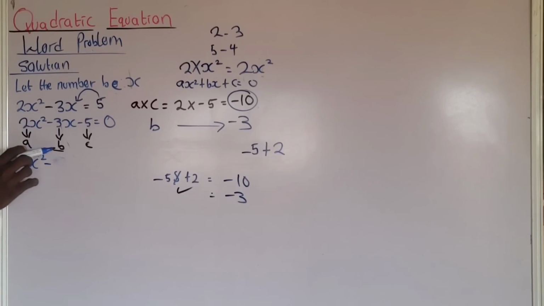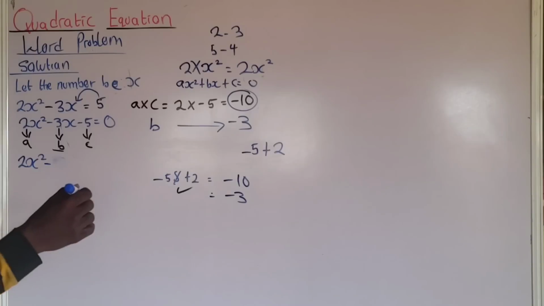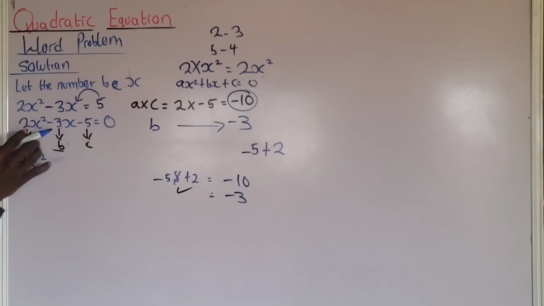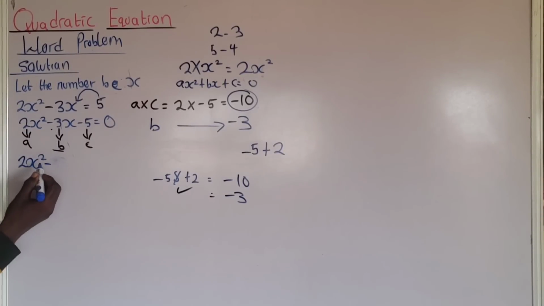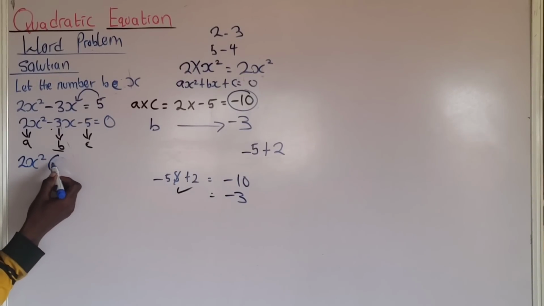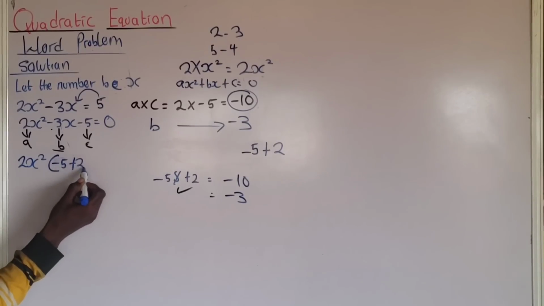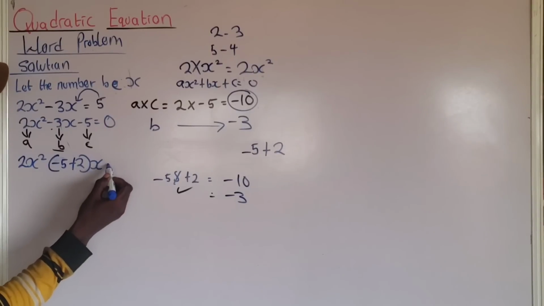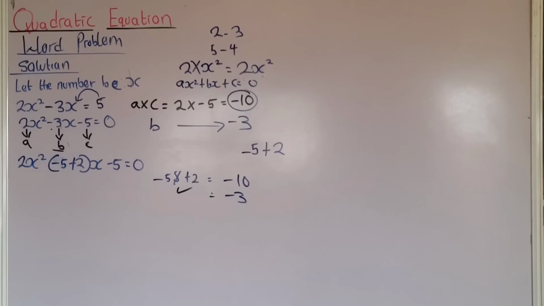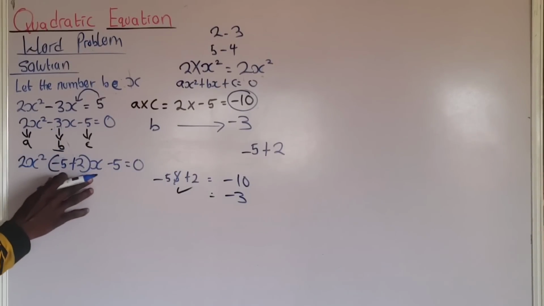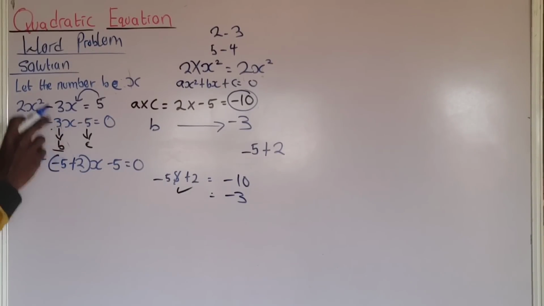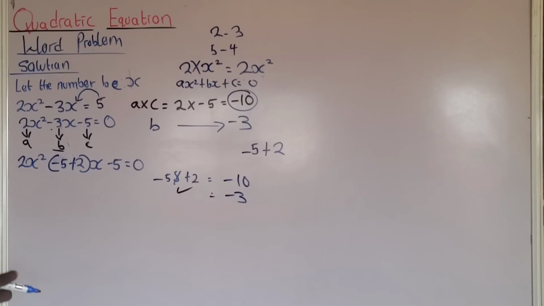See, I'm going to replace this B by this negative 5 and 2. So, instead of negative 3, I'm going to have negative 5 plus 2 x minus 5 equals to 0. You understand? Negative 5 plus 2, that will give me what? Negative 3. So, if I solve this bracket, I'm still going to have negative 3. So, let's proceed.